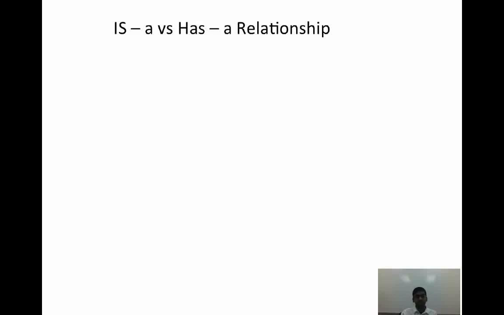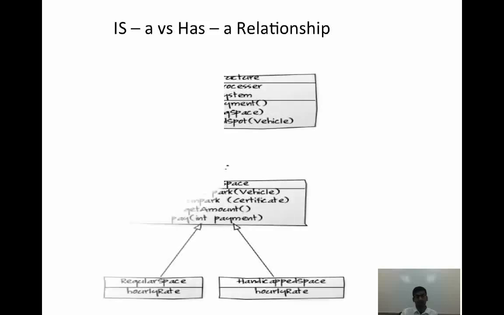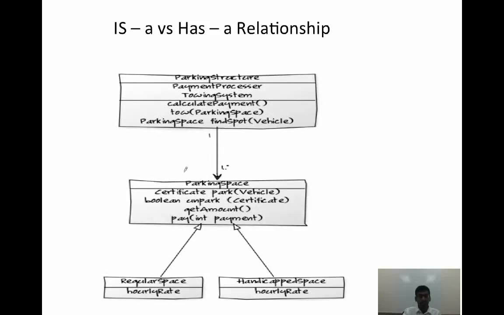So there are essentially two types of relationship: is a relationship and has a relationship. Is a relationship is what we have been seeing all this while, that's inheritance. It is the relationship between parent classes and its child classes. It's essentially used for entities that are subtypes of the parent entity. Like regular space is a subtype of parking space, and handicapped space is also a subtype of a parking space. So we use is a relationship, or inheritance.